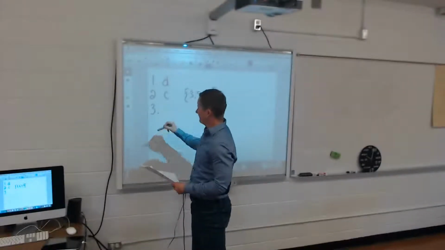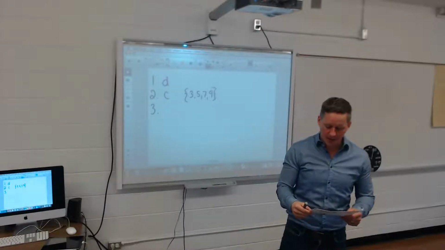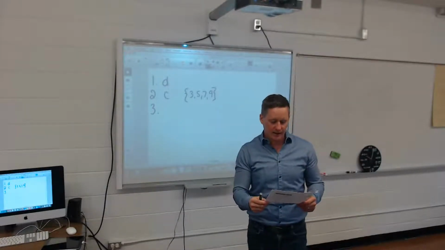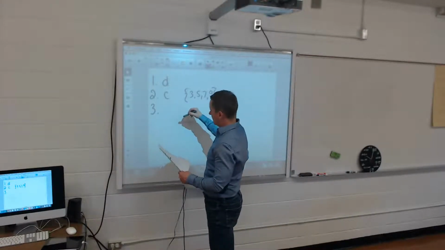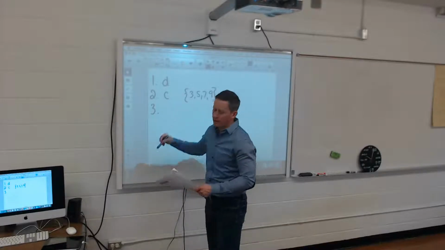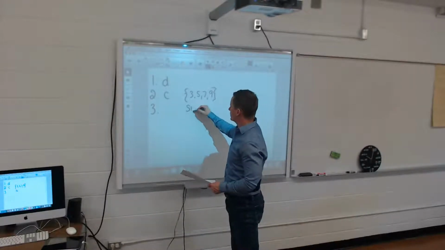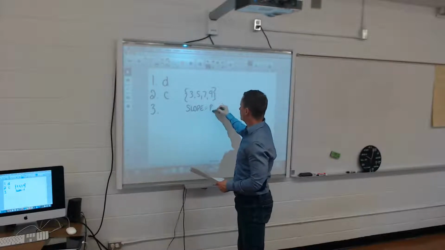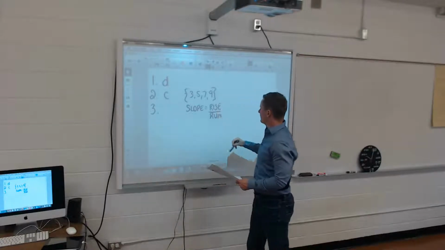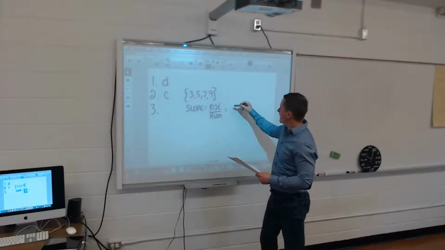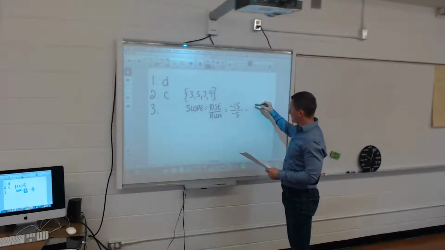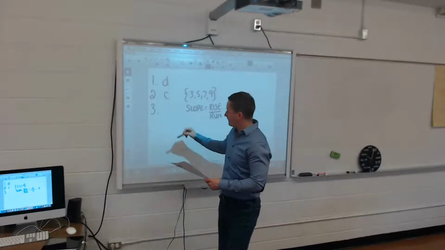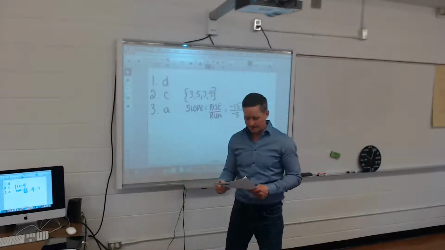Question 3 says, identify the slope of a line with a run of -5 and a rise of -15. This one kind of led you to the wrong solution because it put it in the opposite order. But if you remember, slope is rise over run. It says a rise of -15 and a run of -5, which means your slope is 3, or 3 over 1, which in this case is A.